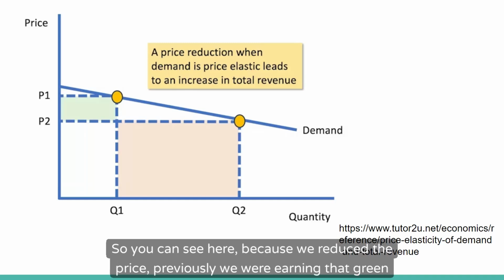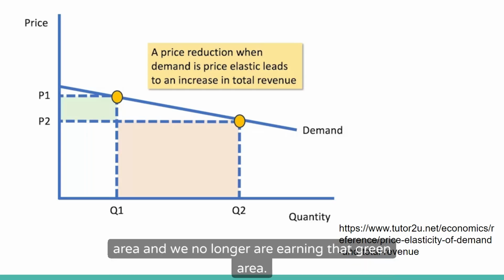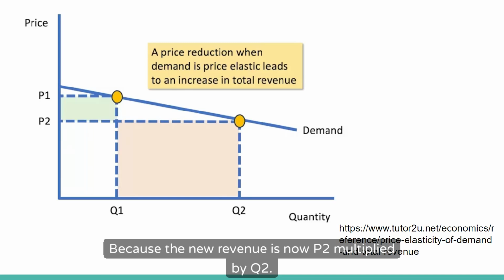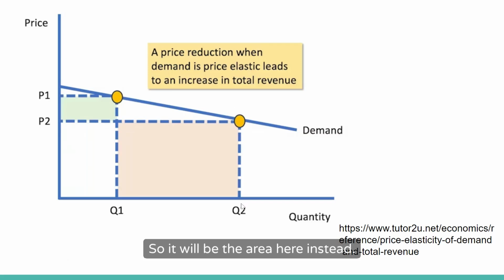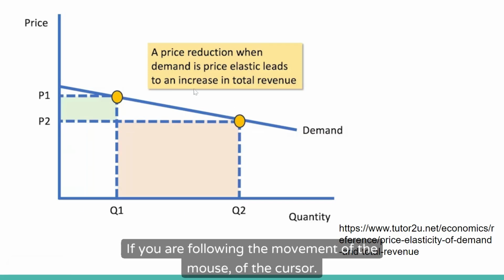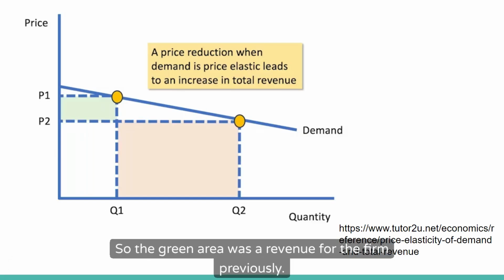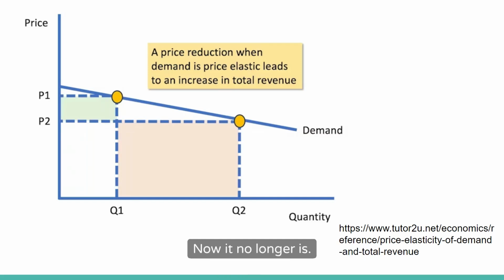You can see here, because we reduced the price, previously we were earning that green area and we are no longer earning that green area. Why do we say that? Because the new revenue is now P2 multiplied by Q2. So it will be the area here instead, if you are following the movement of the cursor. It will be P2 multiplied by Q2. The green area was revenue for the firm previously. Now it no longer is, so you have lost that green area.